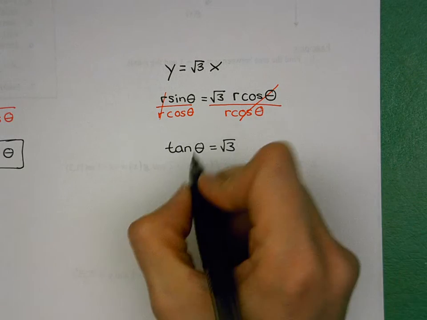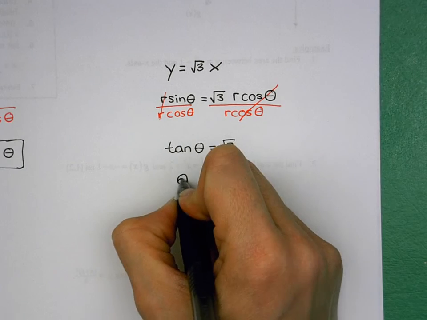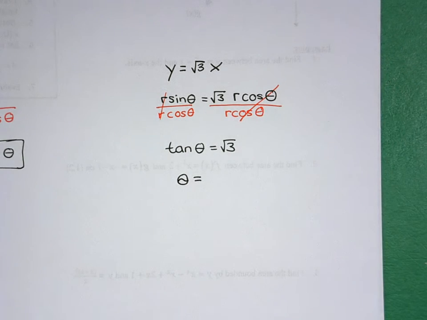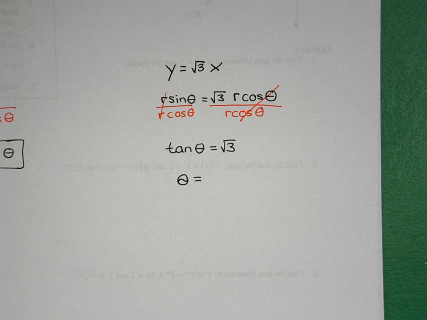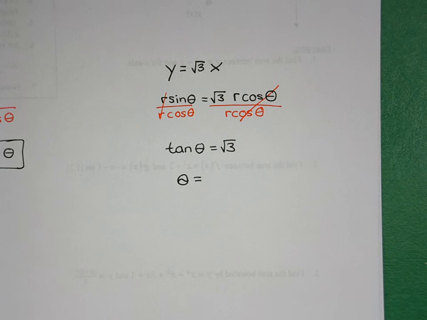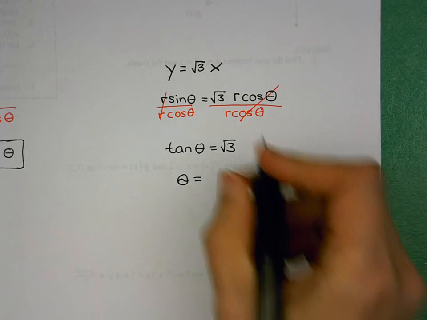Well, it's positive, so we're talking first quadrant here. And the angle, whether you do your triangles or your hand trick or memorize your unit circle, whichever one you prefer, the angle that gives you a tangent of √3 is pi over 3.